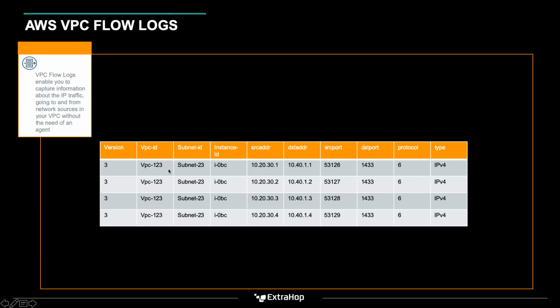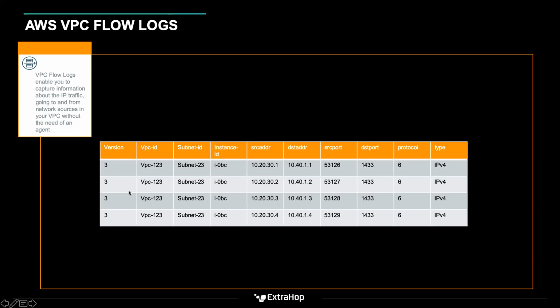This is a generic example of a VPC flow log. So what does it do? It allows you to capture information about the IP traffic going to and from network sources in your VPC without the need for an agent. Obviously AWS also wants customers to have frictionless visibility, without installing any agents at all. So how can you do that? You can generate the logs from within the VPCs, from within the subnets.